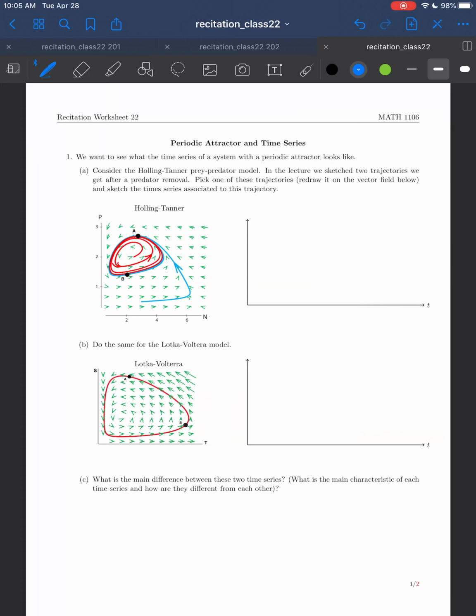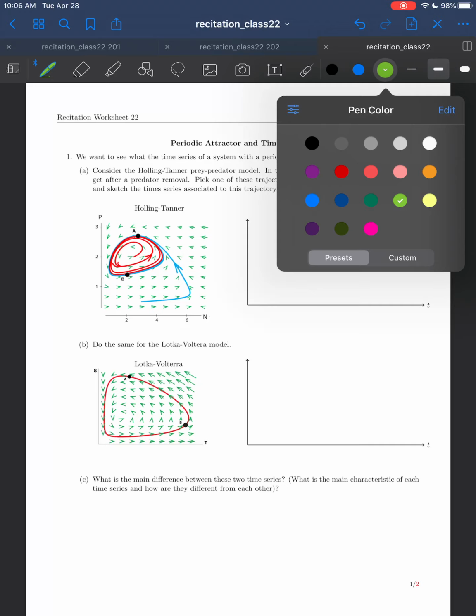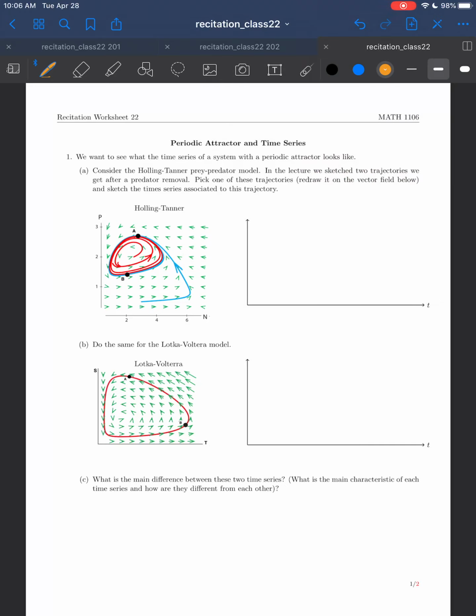Okay, so this first one should look familiar from class. So the idea is we have these two distinct predator-prey models, the Holling-Tanner model and the Lotka-Volterra model, which we've seen quite a bit already. And what we're going to do is perturb these models. So we're going to do a predator removal in both, and then see the differences in what happens. So let's start with the Holling-Tanner model.